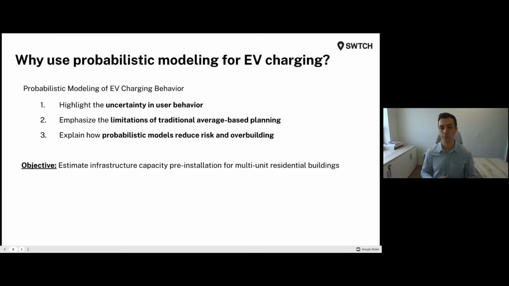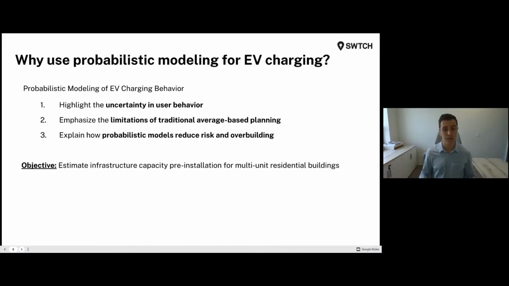And so a couple points on why probabilistic modeling makes sense. It captures the uncertainty in user behavior. It emphasizes the limitations in traditional average-based planning. And so what I'm trying to say here is if I just take an average value and assume that for every single EV charger, it's not really going to work out because, like I said, it changes driver to driver, building to building, geography to geography, season to season.